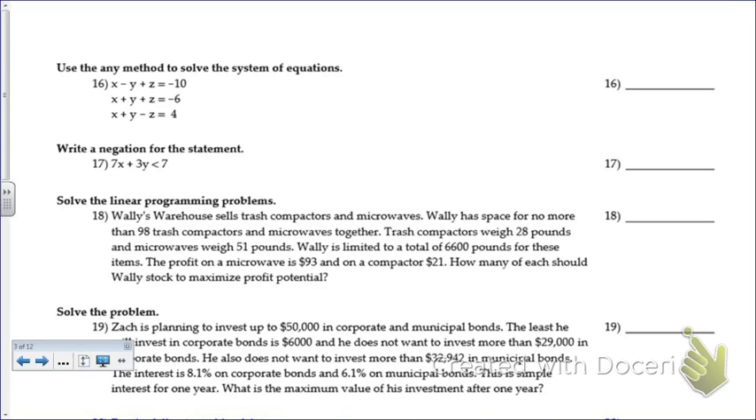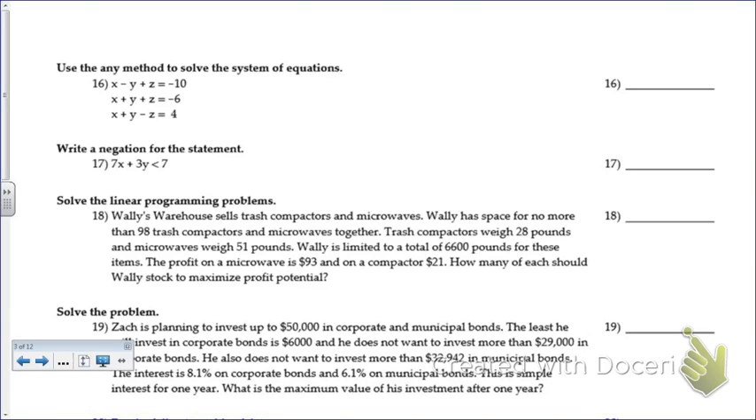Alright, number 16 says use any method to solve the system of equations. So you can't use graphing for this because we have 3 variables, but the coordinate plane only has an x and y. So we can't use graphing for that. We could use matrices for this.